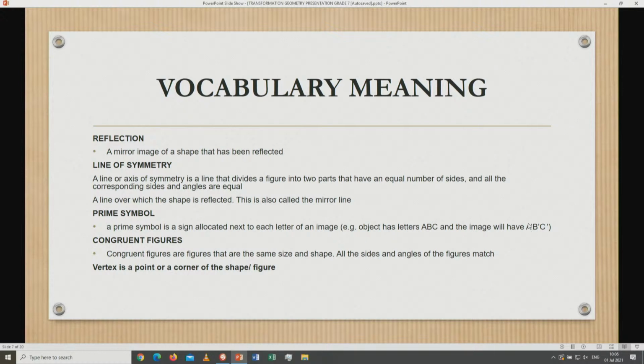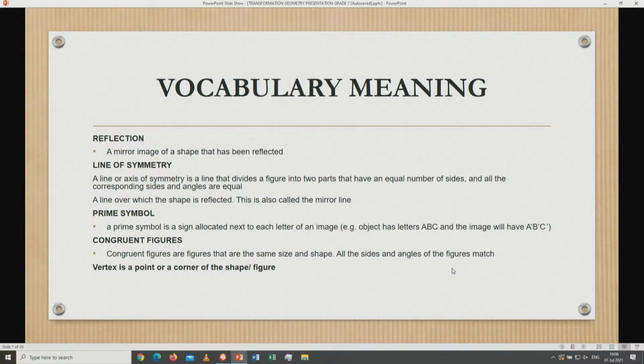Then we have congruent figures. What is a congruent figure? Congruent figures are figures that are the same size and shape. All the sides and angles of the figure match. Careful there, guys. What is most important is that figures are the same size and shape. The angles inside the shape should be equal, and the sides around the shape must also be equal. All the sides and angles of the figure match.